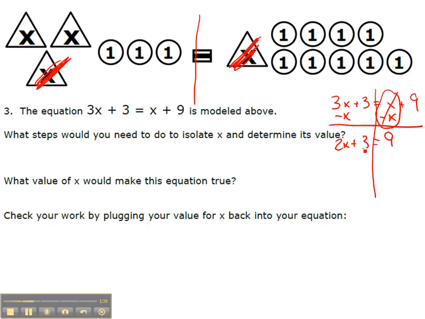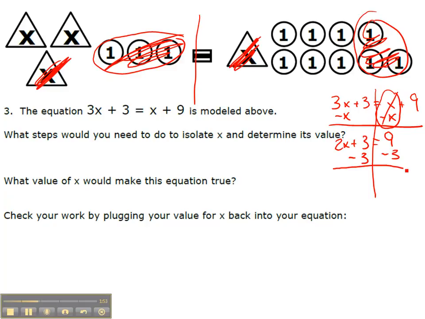Now we have 2x plus 3 equals 9. The next step is to subtract 3 from both sides of the equation. I'll show that on the model this way and on the equation this way. Subtract 3 from both sides because this positive 3 and negative 3, that's like 3 zero pairs, that equals 0. So on the left side of the equation I just have 2x, and on the right side I have 9 minus 3, which equals 6.